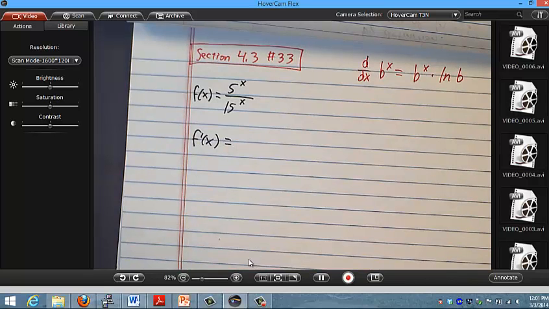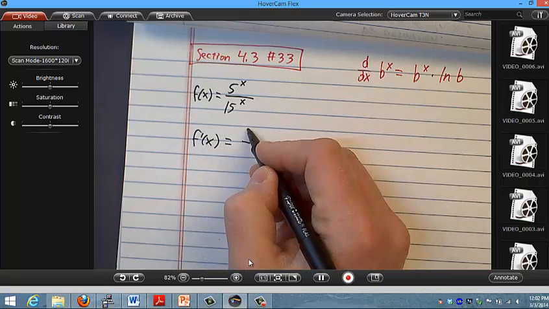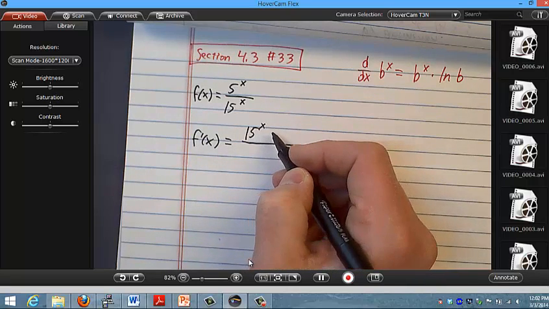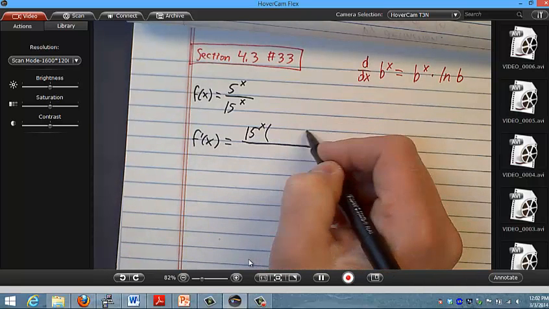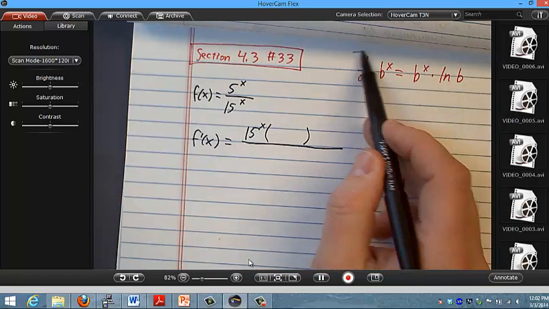So I start off with ho d high. I'm going to write ho is 15 to the x. And now I need the derivative of 5 to the x. Well, this is where you need this rule that I didn't give you last time.